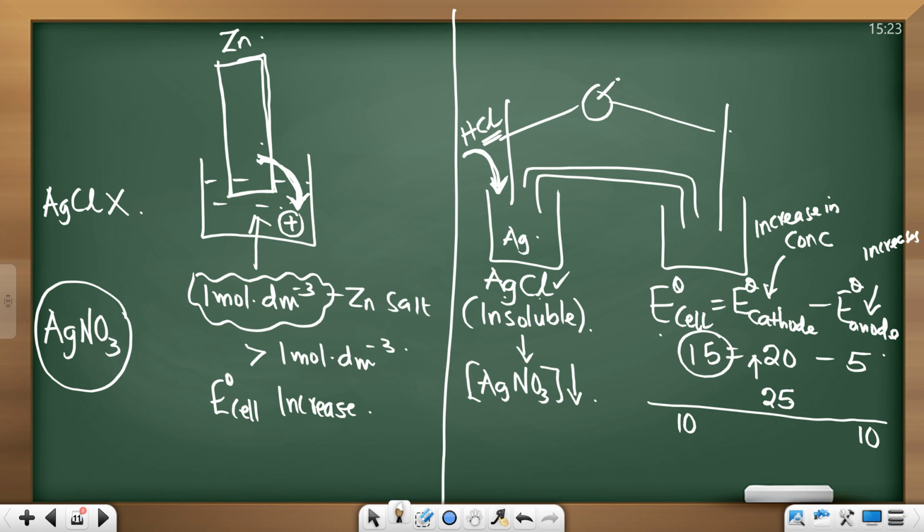And what affects the values is concentration. So if concentration increases, the E cathode or the E anode will increase, and if that happens, it affects your EMF. They are not common questions, but it does threaten learners of the 1-2 marks.